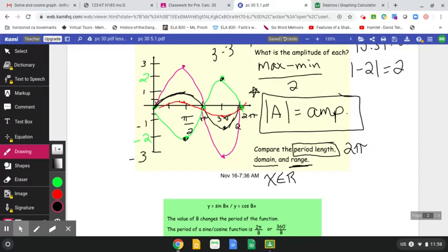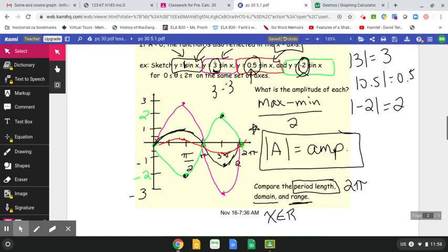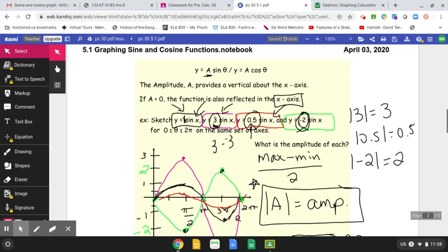Okay, so that is your A values. Good? Hopefully. If you can remember amplitude is the absolute value of A, you're going to be just fine.